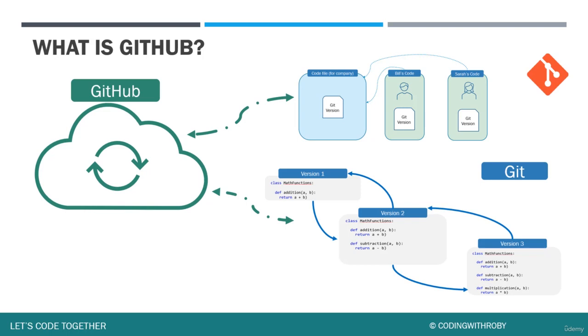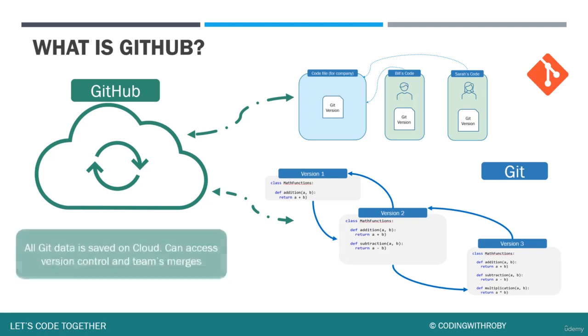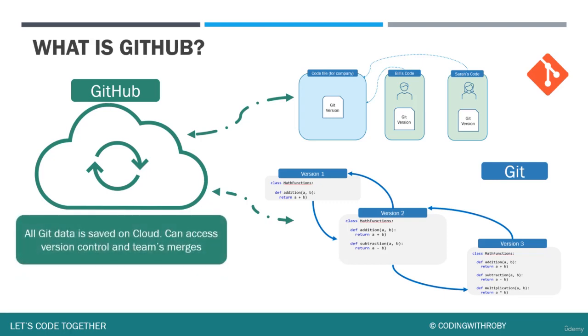However, everything will be secure because Git is still happening and adding version control when they push their code changes back to GitHub for me to access. And since Git is distributed, as long as they never push their code back to the GitHub server, it will never affect my code. What we can see from this example is that all Git data is saved on the cloud. Individuals can access version control and team merges.